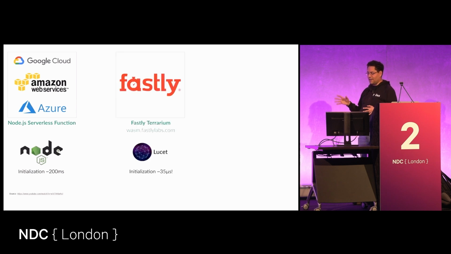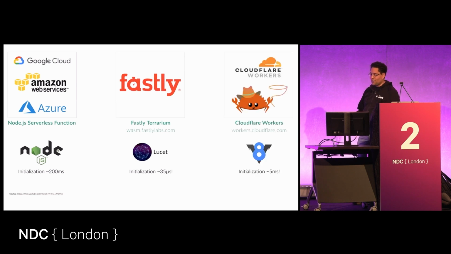Then we have Fastly, which has an environment they call the Fastly Terrarium. And here they have an engine called the Lucet engine. With this, we get the initialization time down to 35 microseconds, which is a drastic performance boost compared to Node. Or we can use a Cloudflare worker. They are using the V8 engine, and here we get initialization times around 5 milliseconds. So you can see that there's quite a big spread here. Then you just have to see what would work out best for you.